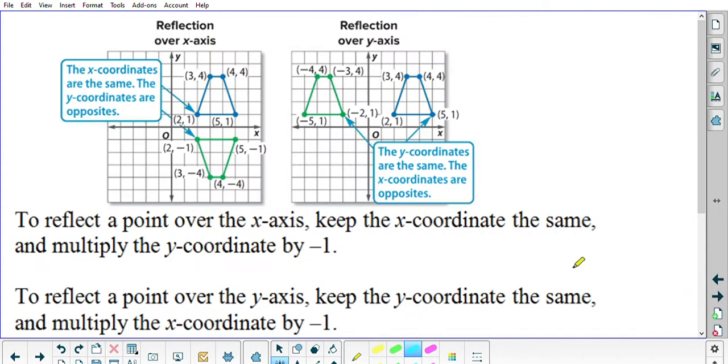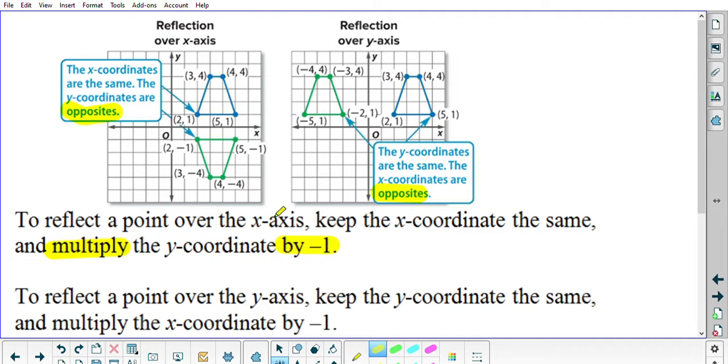Now, we can make some other conclusions here. Instead of saying the word opposites, like you heard me say here in the information boxes, we can also treat it as the idea of multiplying the coordinate by -1.